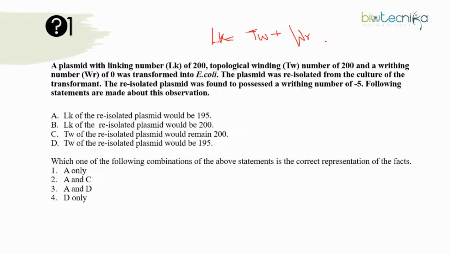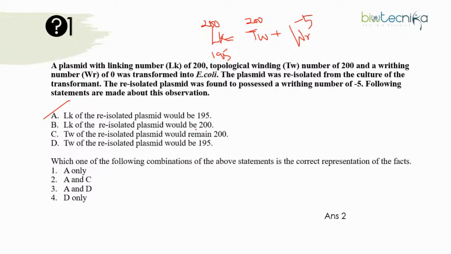So in this case, the correct answer will be option 2. Why is it option 2? Because I told you linking number is given here as 200. Twist number is given here as 200, right? Initially, there was no writhe, but now there is a writhe involved, which is -5. So if you have a writhe included here, automatically 200 minus 5 will give you 195 as your linking number, right? So therefore, statement 1 is correct. The linking number of the reisolated plasmid will be 195.